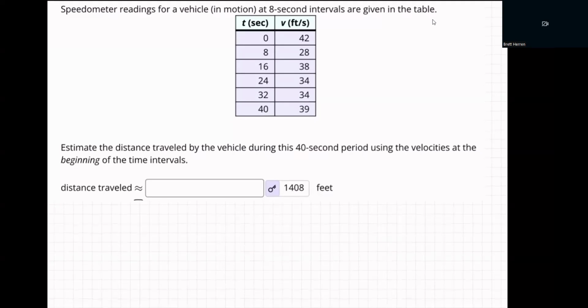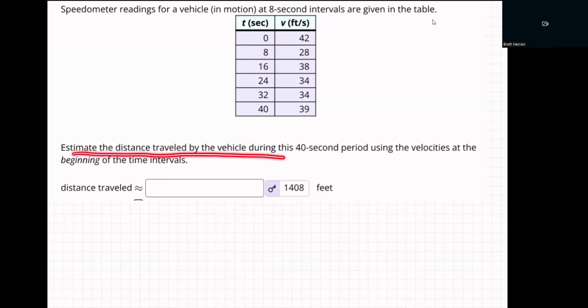Speedometer readings for a vehicle in motion at 8-second intervals are given in the table. So at time zero, the car was going 42 feet per second. At 8 seconds, it was going 28 feet per second. At 16 seconds, 30, et cetera. So those are the speedometer readings.